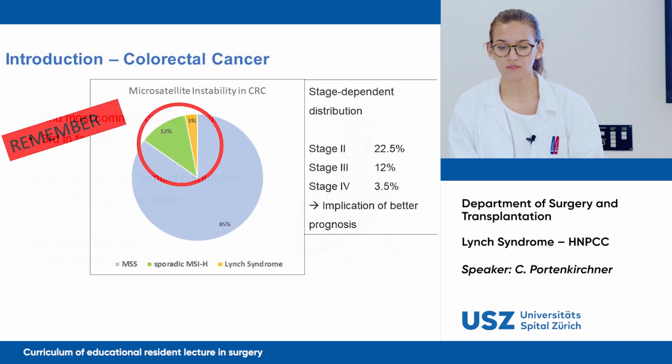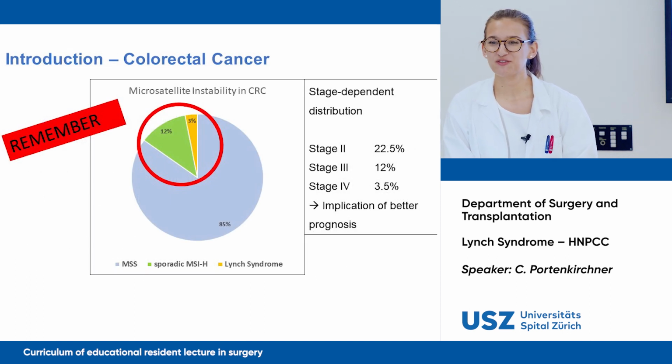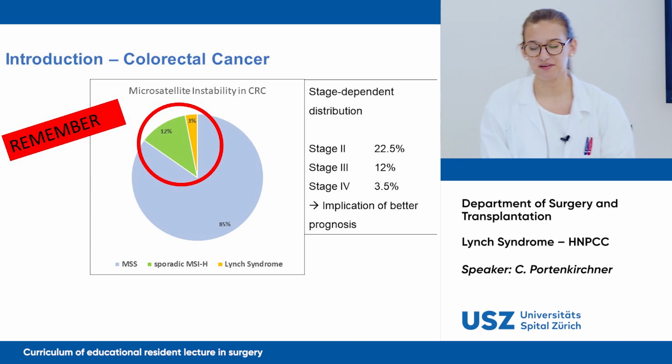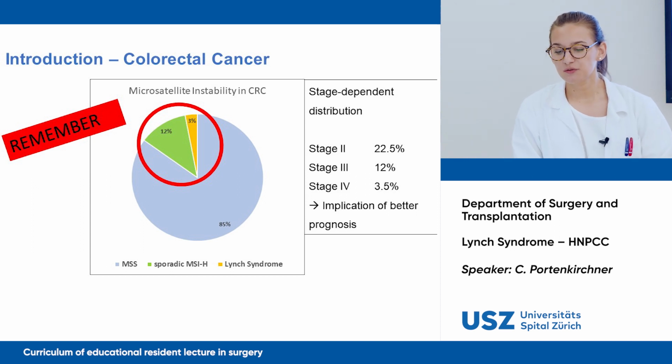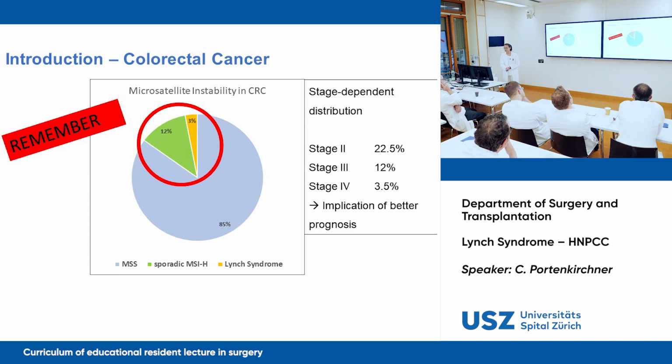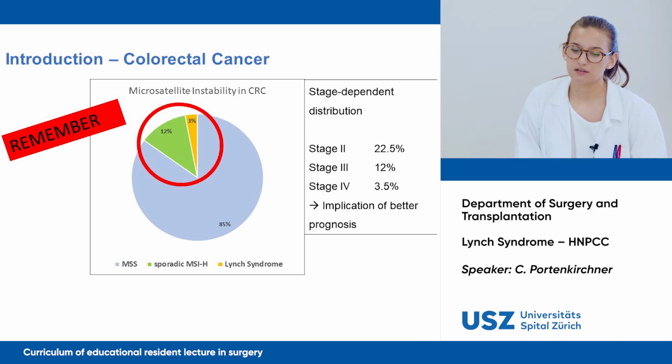Maybe you remember from my last talk, which was about microsatellite instability, this pie chart. Here in blue, we see the microsatellite stable colorectal cancer part, which appears in colorectal cancer up to 85%, whereas the microsatellite unstable part makes up 15%. Today we are having a look at the microsatellite unstable.